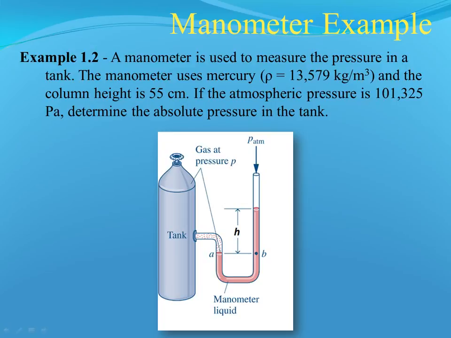If the atmospheric pressure is 101,325 Pascal, then we want to determine the absolute pressure in the tank. Now remember, absolute pressure takes into account the atmospheric pressure in that case, okay? So go ahead and work through the problem, and in the next video we'll talk about the solution.